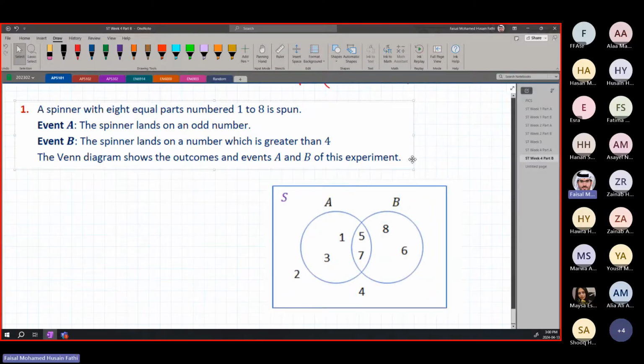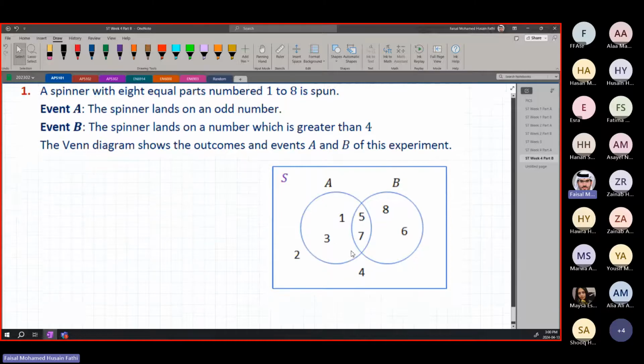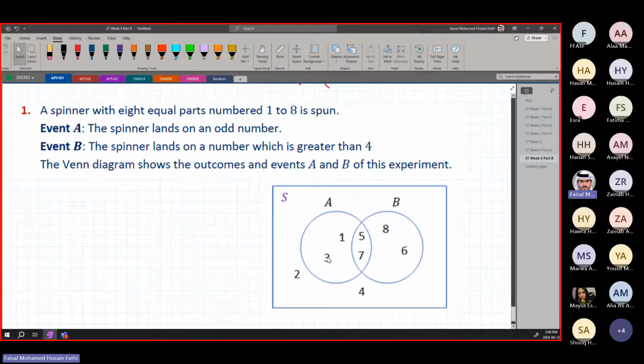We have a Venn diagram here. The question says a spinner with 8 equal parts numbered 1 to 8 is spun. The spinner lands on an odd number is event A. So if you notice, we have 1, 3, 5, 7 as the odd numbers here. These are all a part of A.